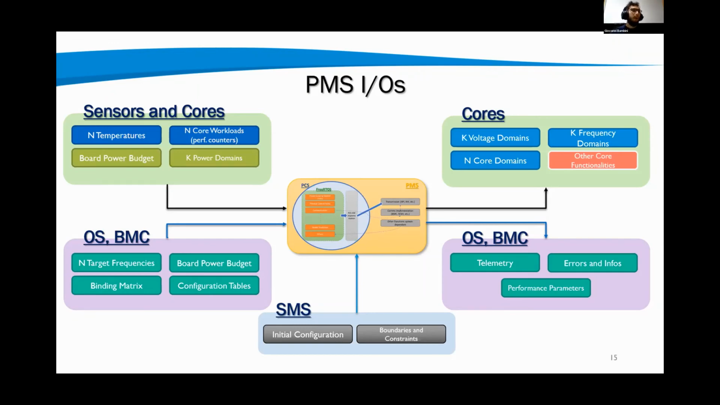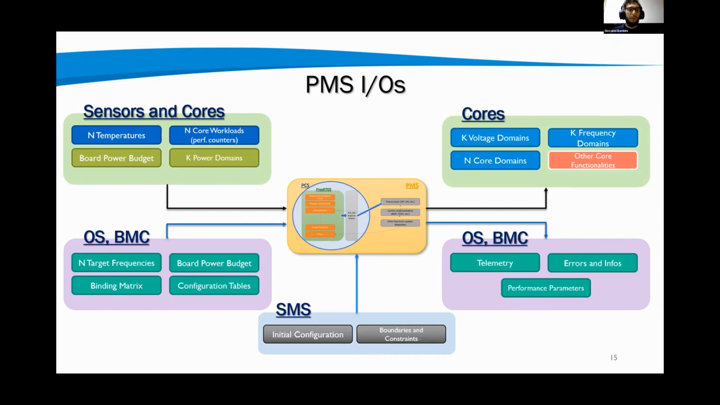In this way, we can optimize to share and balance the workload, so the cores will end at the same time, improving the performance and also the energy efficiency of the overall system. We also take as input some commands and data from the SMS, which is the security management subsystem, that feed us the initial configuration, and also some boundaries and constraints that we need to enforce in the outputs.